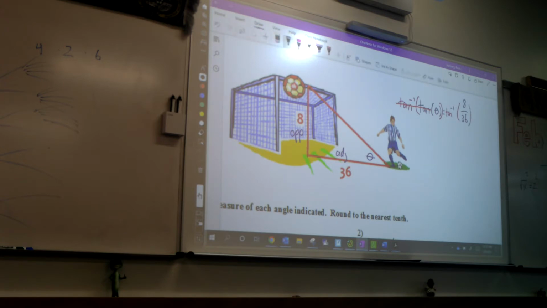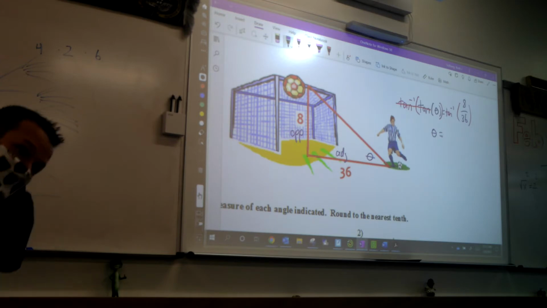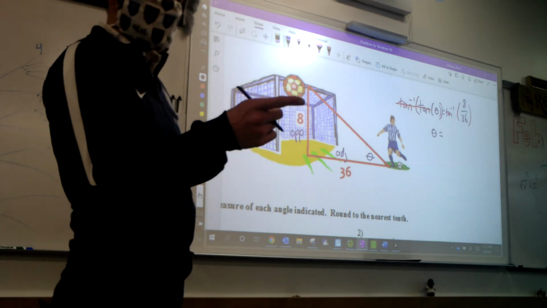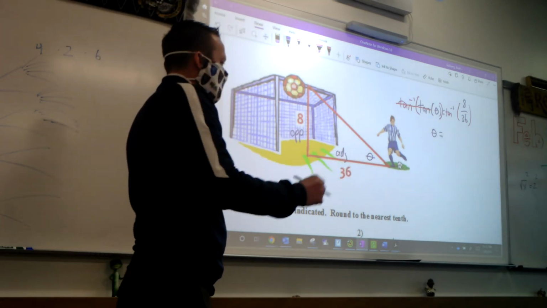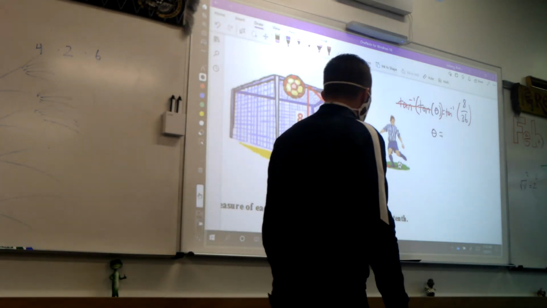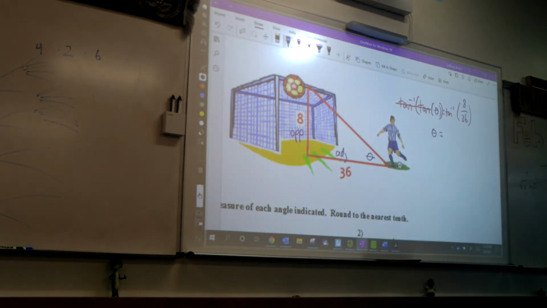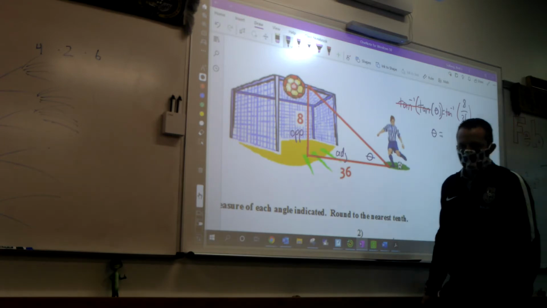So what I'm going to have here is theta is equal to inverse tangent of 8 over 36 on your calculator. Now, what you're going to do is push second tangent, 8 divided by 36. Don't shout out what it is yet, but you can check with your neighbor if they get the same thing when you do inverse tangent of 8 over 36.